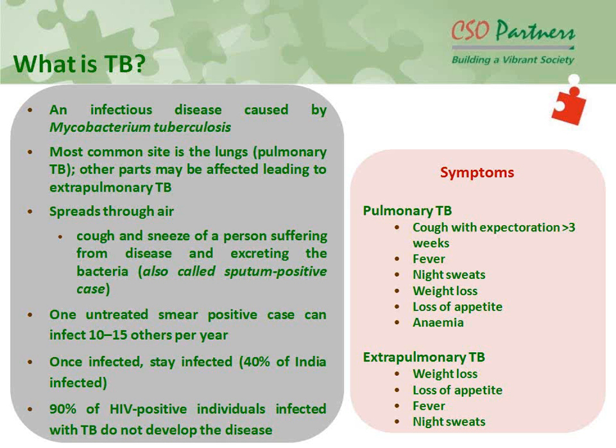It spreads through air, through cough and sneezing, from a person suffering from the disease and excreting the bacteria, also called a sputum positive case. One untreated smear positive case can infect 10 to 15 others per year. So untreated cases can actually spread it on a large scale. Once infected, stay infected. 40% of India is infected. So many of us, you and me, probably are also infected. But that does not mean that we have developed the disease.